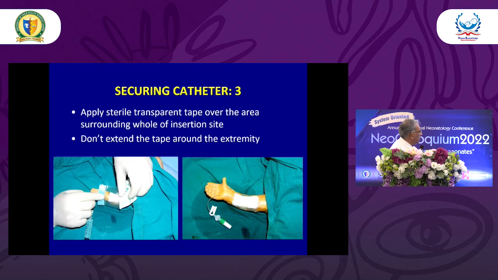After initial stabilization, we use a sterile transparent dressing, and this whole area is covered with that transparent dressing and sealed completely. There is no gap between the sides, and it becomes like this. But we take into consideration that this transparent dressing should not go around the baby's arm. Otherwise it may impede the venous circulation, and the hand may swell up later on. It should not go around the arm.